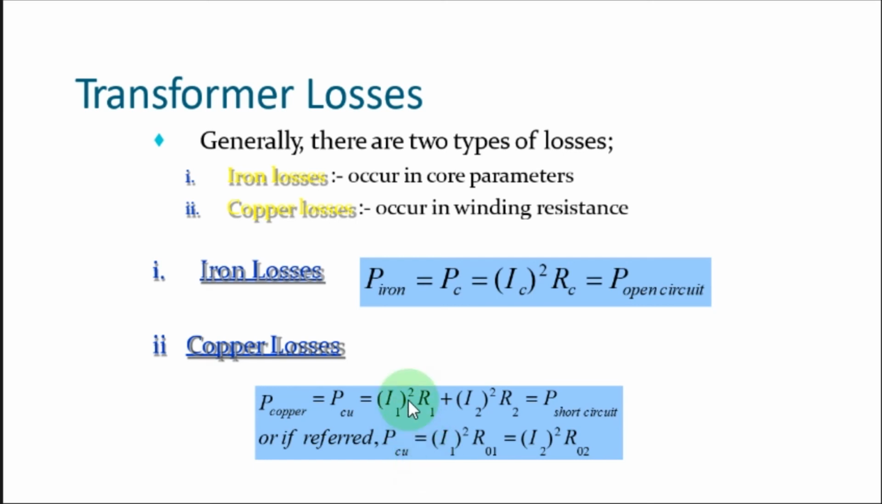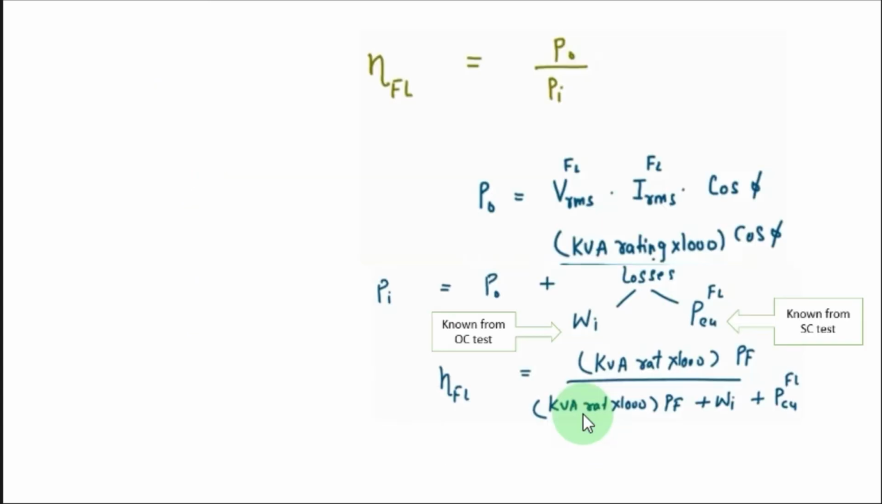Sorry, these are the absolute values R1 and R2, but if you refer them to the primary or secondary, you will get something like this, right? So efficiency is P out over P in. Then P out is actually VRMS IRMS into cos phi. The input power is P out plus losses.